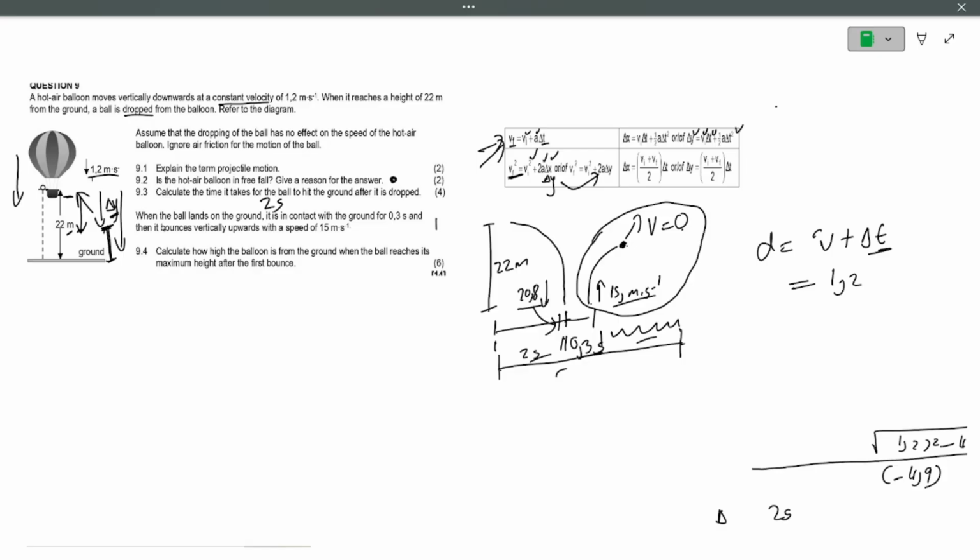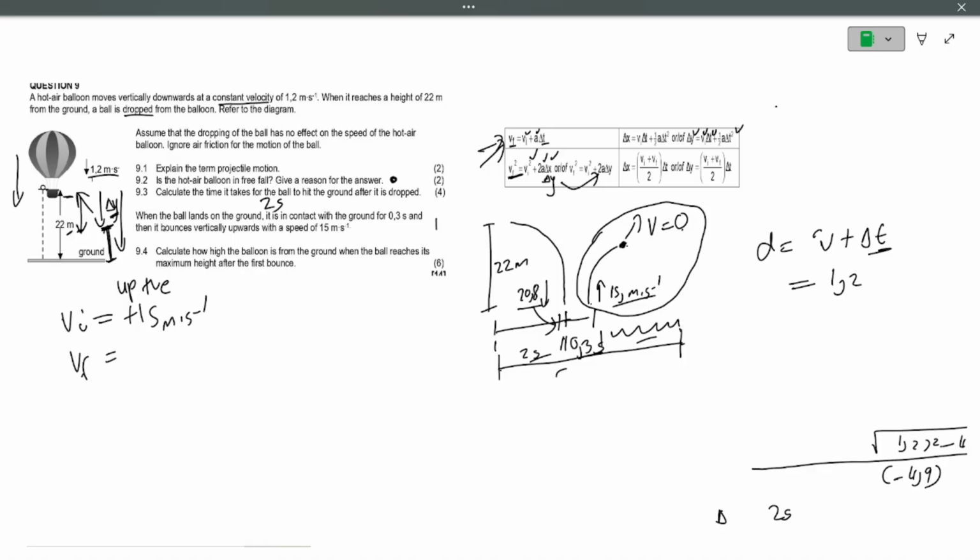So I would like to list my variables first. The first variable is the initial velocity with which the ball leaves the ground. If up is positive, the ball leaves the ground going up by positive 15 meters per second, but it's not important to write the positive there.